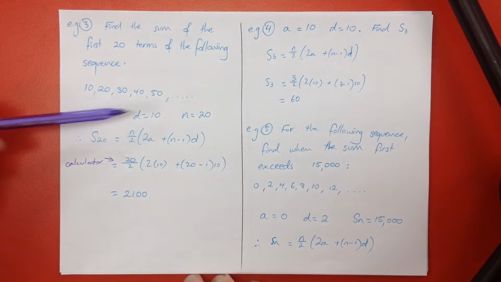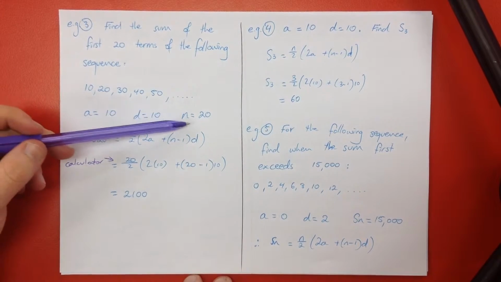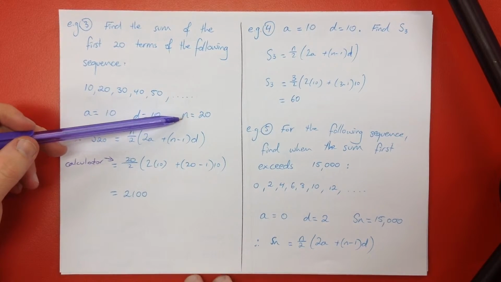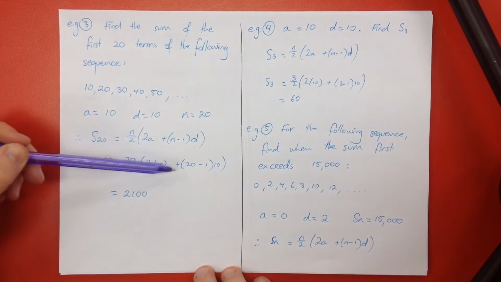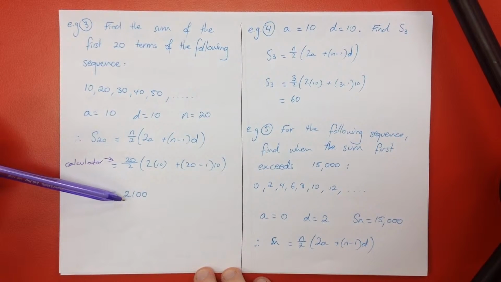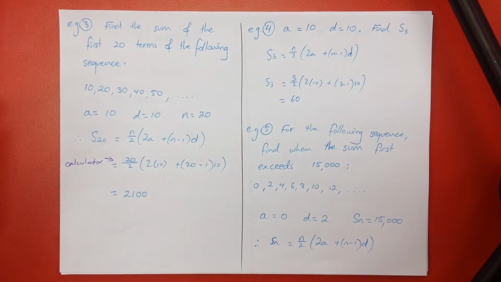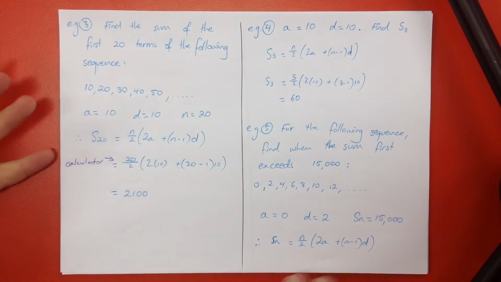So my first term is 10, my difference is 10. I'm looking for the 20th term, so my n is 20. Put it in the formula, use my calculator, same round brackets all the way through, and it will tell me it's 2,100. Now, if you want to go and check that, you're very welcome to check that. That could be good for you to see kind of what's happening or how quickly it's growing. But I suggest that you don't check it and you just trust me.